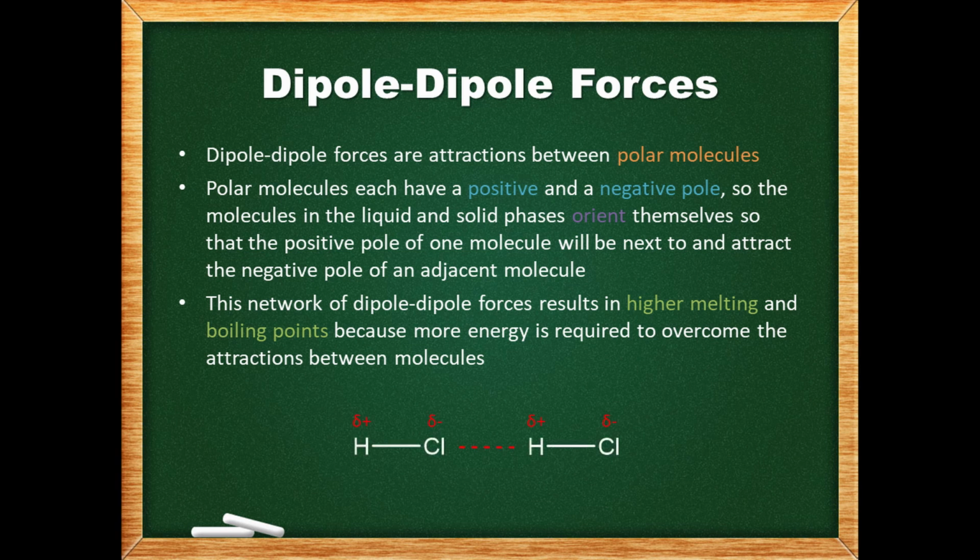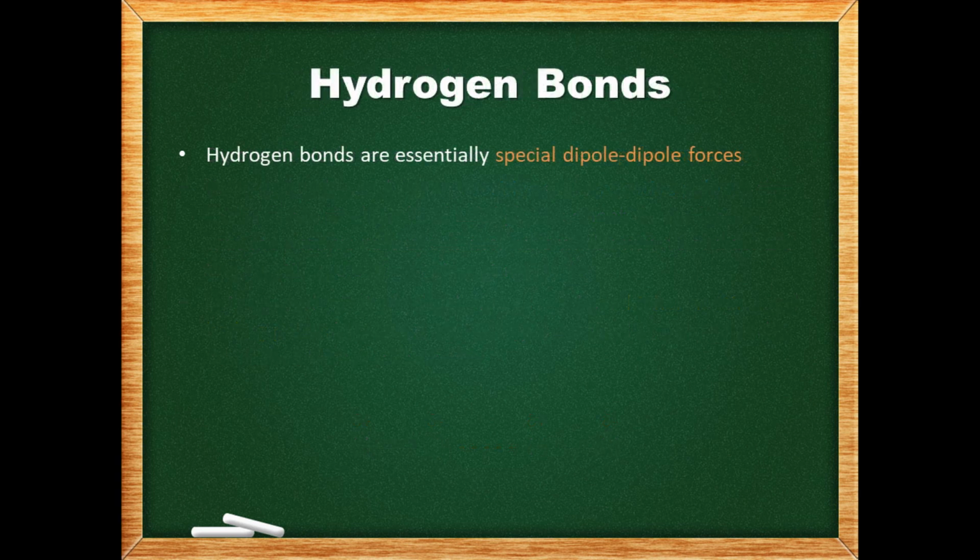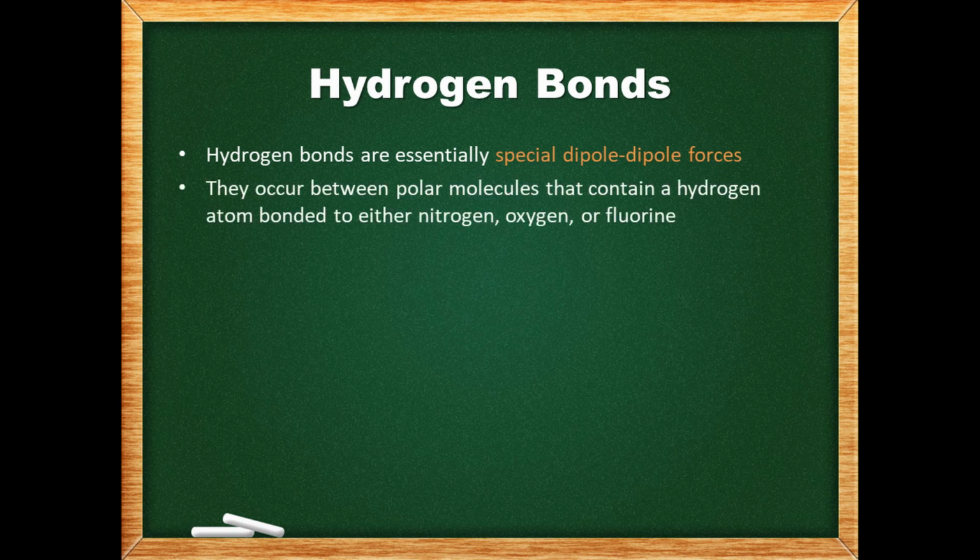In this diagram, we use the element symbols and a dashed line to show dipole-dipole forces. The symbols above the hydrogens and chlorines, which are lowercase Greek letter deltas, indicate positive and negative partial charges, which are created due to the asymmetric distribution of electrons in chemical bonds. A special kind of dipole-dipole force is hydrogen bonds. These occur between polar molecules that contain a hydrogen atom bonded to either nitrogen, oxygen, or fluorine.